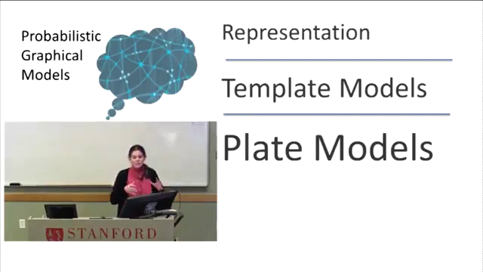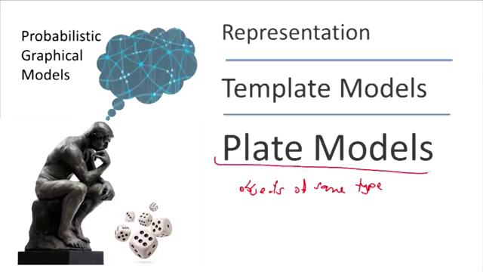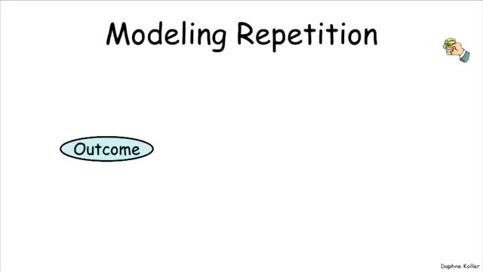One very common kind of repeated structure occurs when we have multiple objects of the same type, all of which have a similar, or in fact the same, probabilistic model. For reasons that we'll talk about momentarily, one of the most common types of such models is called the plate model.